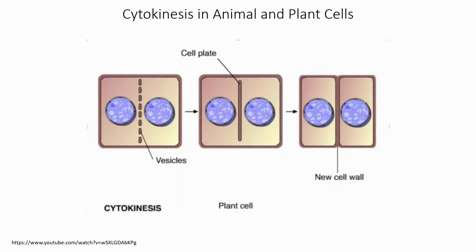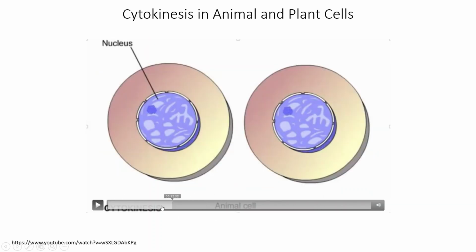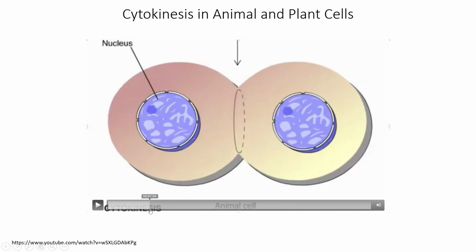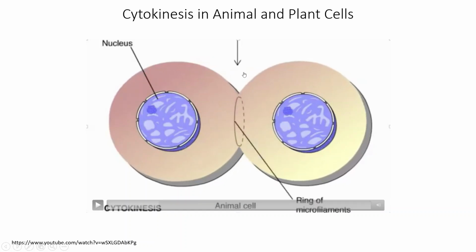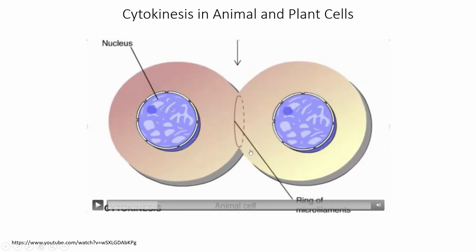So that's a simple explanation of what's going on, right? So in the case of your animal cell, you have them sort of drawing together. So you have an outward to inward movement that eventually divides these cells, right? With a ring of microfilaments that are contractile in nature.